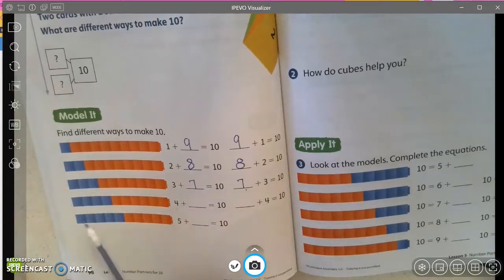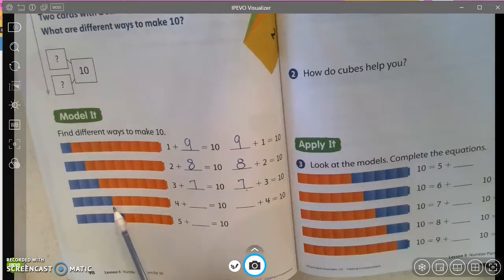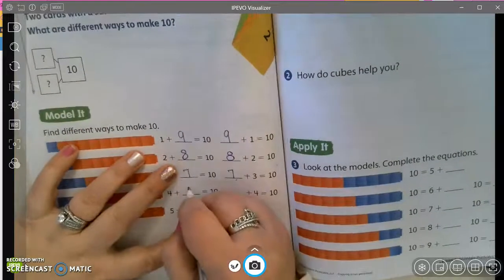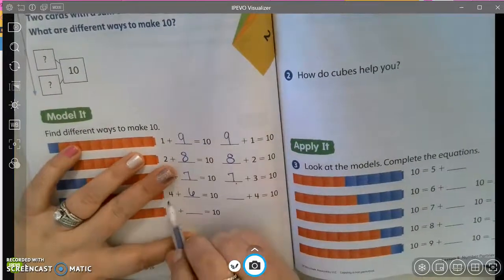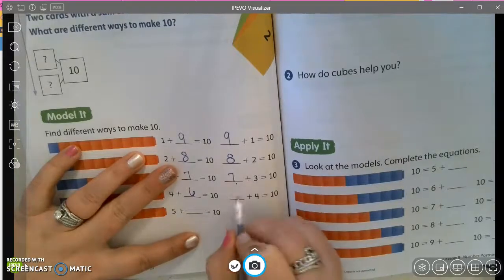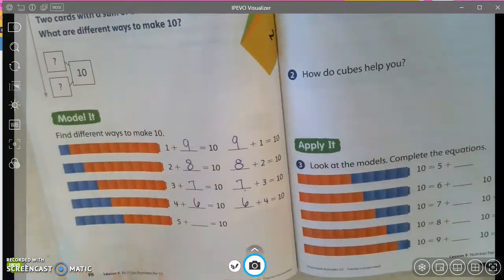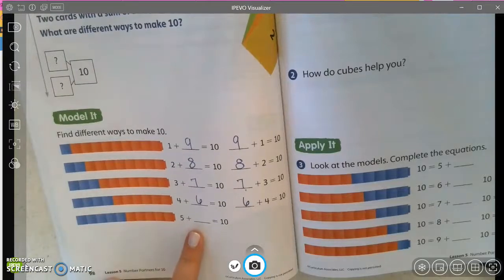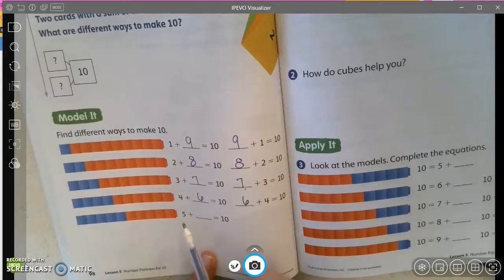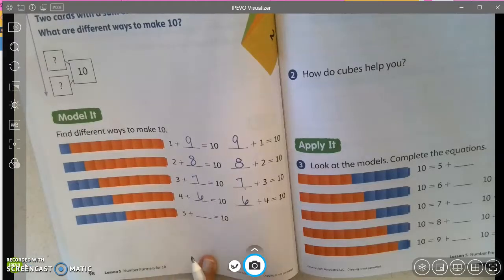If I have 4 blue cubes, how many red cubes do I have? I have 6 red cubes. 4 plus 6 equals 10. 6 plus 4 equals 10. This fact we don't do a reverse fact of because the numbers are the same, and that would just be silly. If I have 5 blue cubes, how many red cubes do I have to make 10?